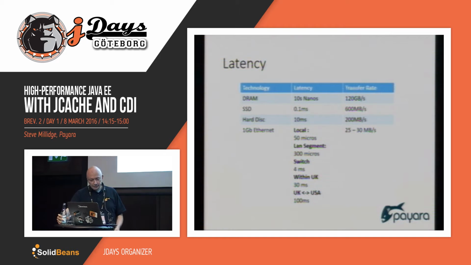And then within the UK, we're talking about tens of milliseconds, and then UK to US, 100 milliseconds. So obviously, the latency gets greater as you move things further apart. And the transfer rate of a typical gigabit Ethernet is 25 to 30 megabytes a second if you've got all that to yourself, obviously, and there's nothing else running on the network.